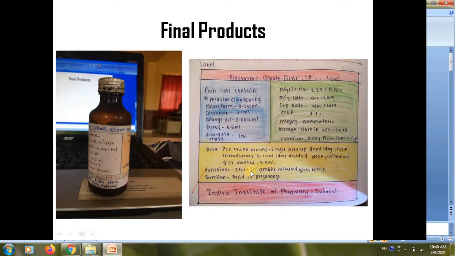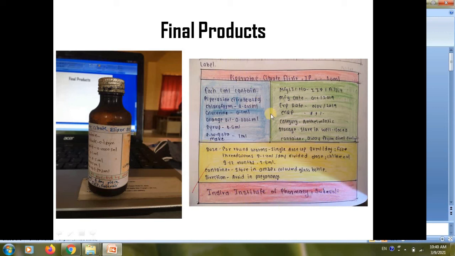Then container, so you have to write the specification of the container. So store in an amber color glass bottle. So this is the specification required for the container. Then directions, avoid in pregnancy. So you cannot give this medicine in pregnancy. And this is the name of the company, and here we are going to write the name of our institute. So this is the Indira Institute of Pharmacy, Sadoli.